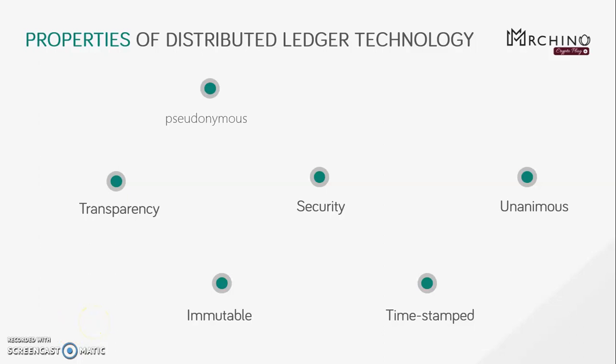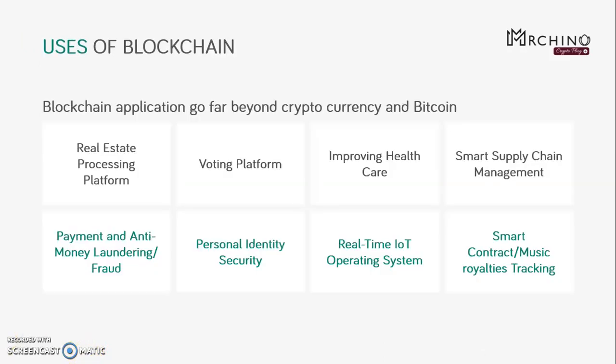So these are properties of distributed ledger technology. Now let's look at the uses of blockchain. A lot of people think blockchain is only used for developing cryptocurrency or Bitcoin. No, blockchain has applications across different sectors.